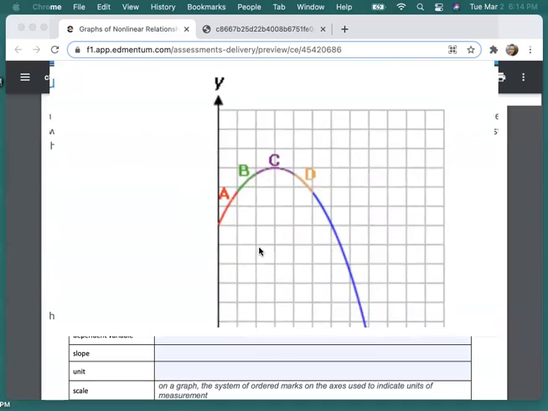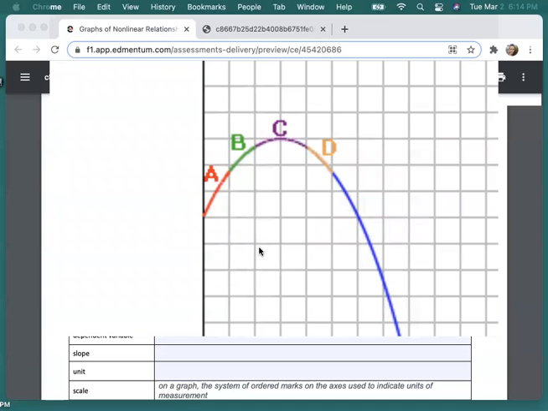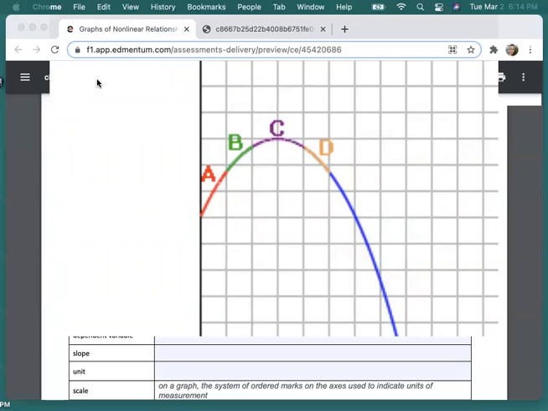So you're basically looking at the slope of these individual sections. So if we're looking at the slope of A, it's like up 2 over 1. So that's a pretty big slope. B is like up 1 over 1. C is almost horizontal, and D is a negative slope of like down 1 over 1. So C has the least amount of change out of those.